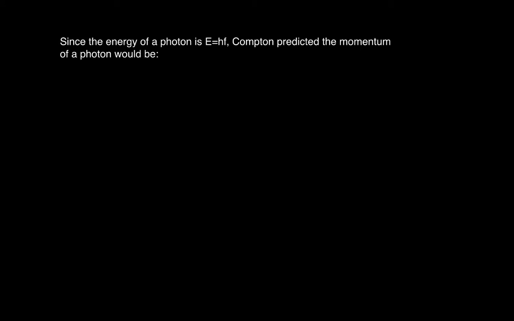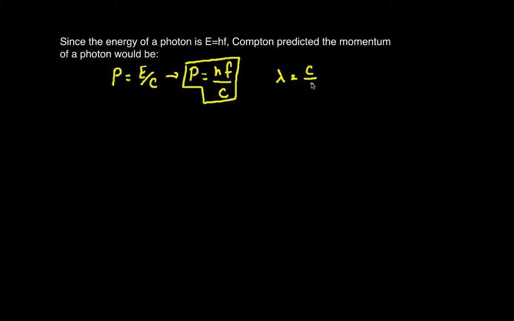But we're not quite done yet. Since the energy of the photon is E equals hf, Compton predicted the momentum of a photon would be p equals E over c, so p equals hf over c. This is Compton's equation to calculate the momentum of a photon. We also know that for a photon, the wavelength is given by c over frequency. So we could also calculate the momentum of a photon using momentum equals h over lambda.